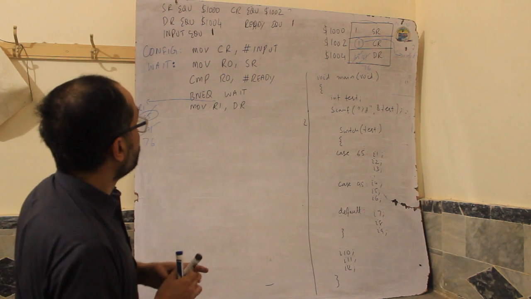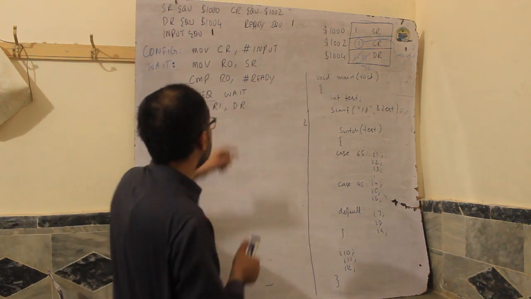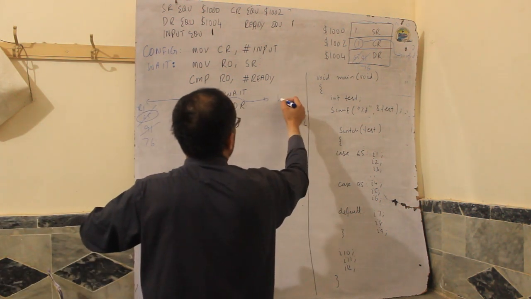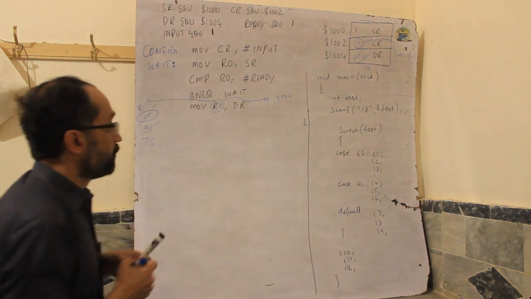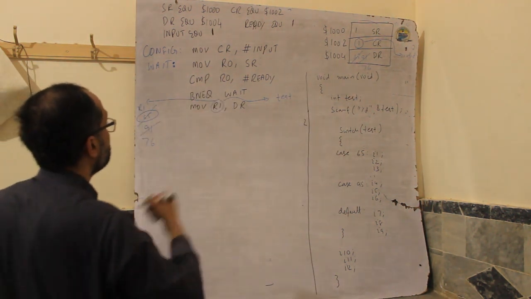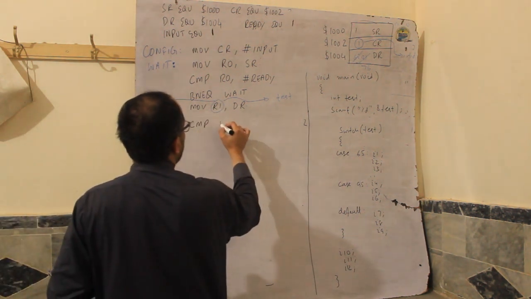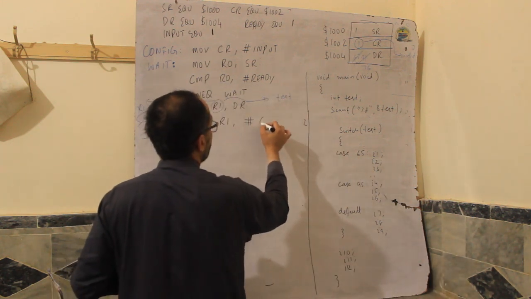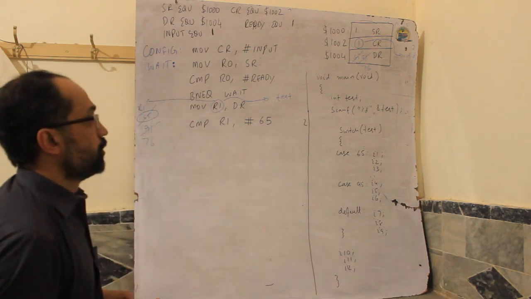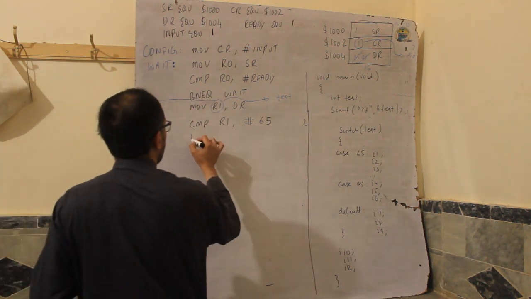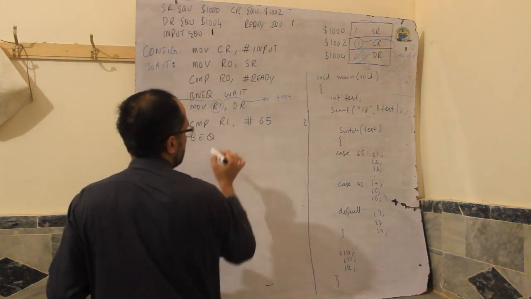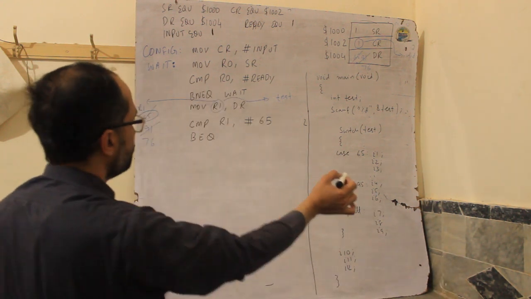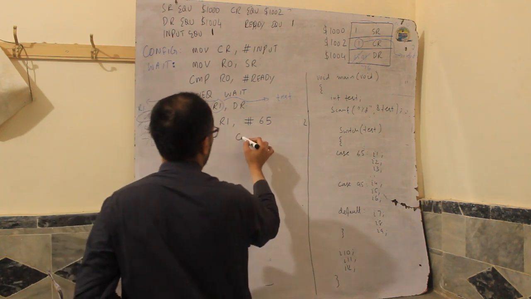So we are moving the contents of the data register. Actually this R1 will contain the variable test. Now we have to compare this R1 with the value of 65. If it is equal, branch equal, we will jump to code 1.